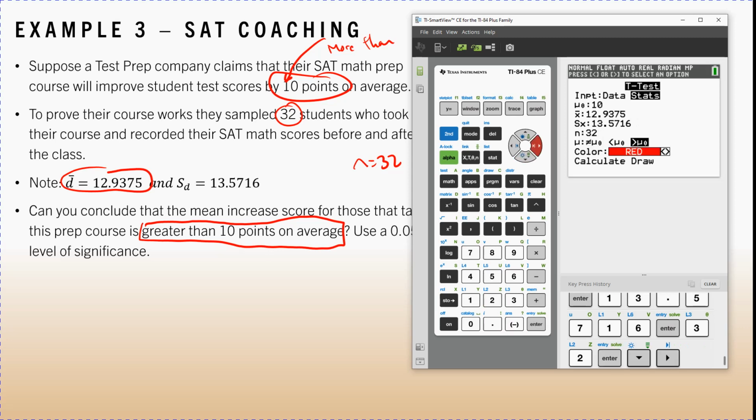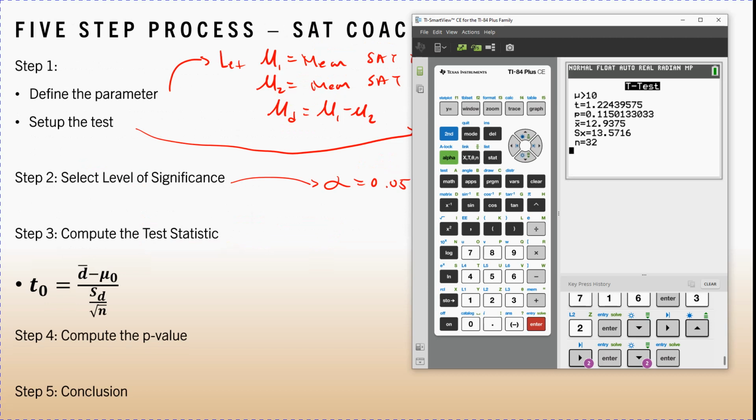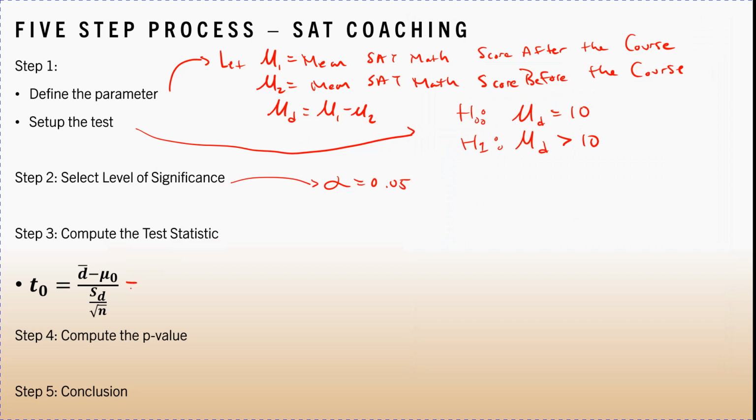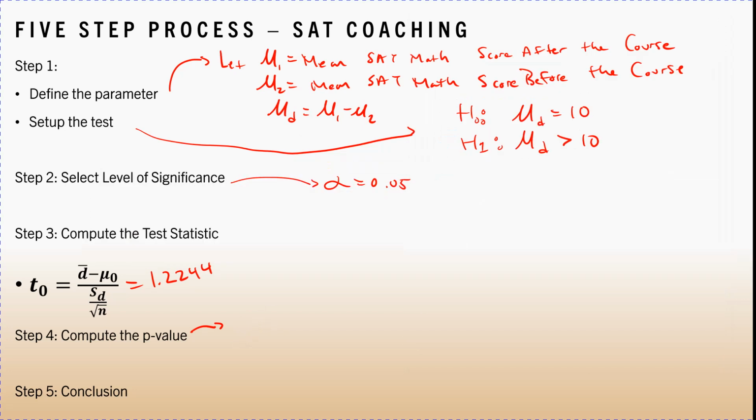Again, I set this up as a greater than, right-tailed test. Unfortunately, all three of these were right-tailed tests today. Then hit calculate, and you should see something like this. Our test statistic is 1.2244 when I round it. The p-value here is 0.1150.